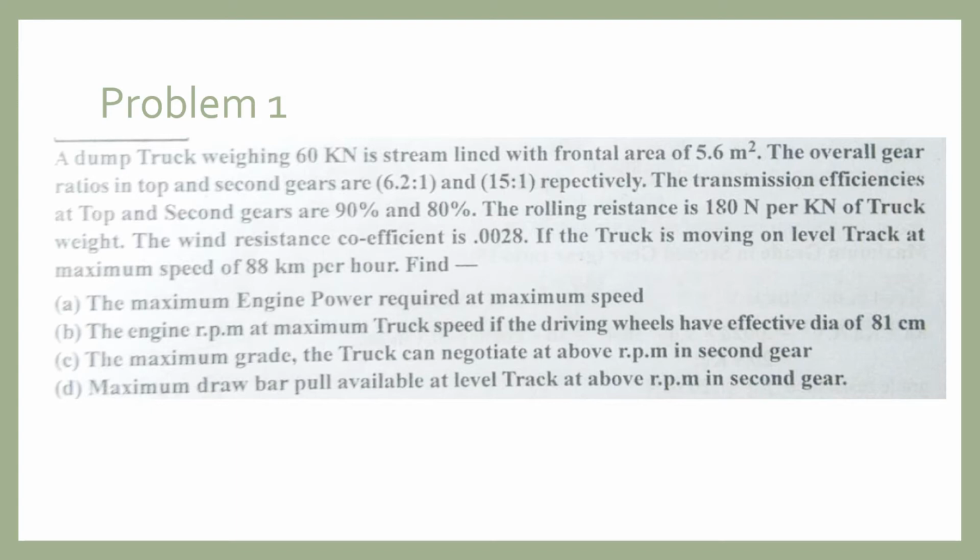You have to find out four things. Number A, the maximum engine power required at the maximum speed. Number B, the engine's RPM at the maximum truck speed if the driving wheels have an effective diameter of 81 centimeter. Number C, the maximum grade the truck can negotiate at the above RPM in the second gear. And number D, the maximum drawbar pull available on the level track at the above RPM in the second gear. So now let us find the solution of this problem.